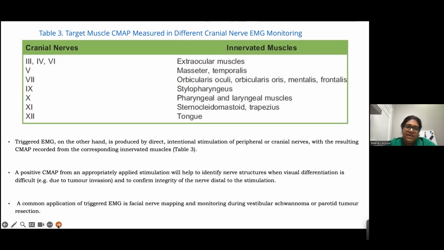A positive CMAP from an appropriately applied stimulation will help to identify nerve structures when visual differentiation is difficult, for example, due to tumor invasion, and to confirm integrity of the nerve distal to the stimulation. A common application of triggered EMG is facial nerve mapping and monitoring during vestibular schwannoma or parotid tumor resection.